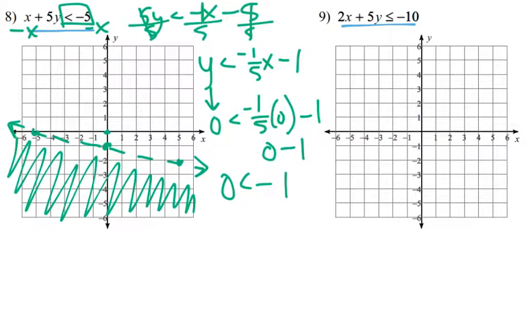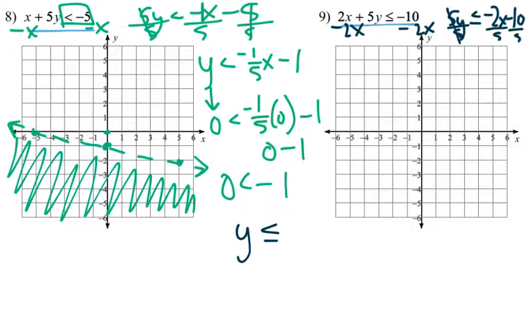Okay. Number 9, a little crazier. We subtract the 2x from both sides, giving us 5y is less than or equal to negative 2x minus 10. Divide everything by 5, and we get y is less than or equal to negative 2/5 x minus 10 divided by 5 is 2. So start at negative 2. Slope is negative, so we know we're going to go down. So we either go down 2 to the right 5, or up 2 to the left 5. Down 2 to the right 5 would be right here. Up 2 to the left 5 right here.